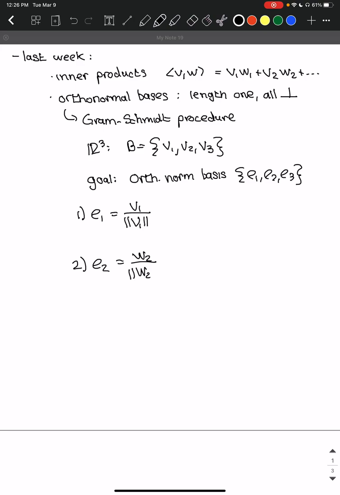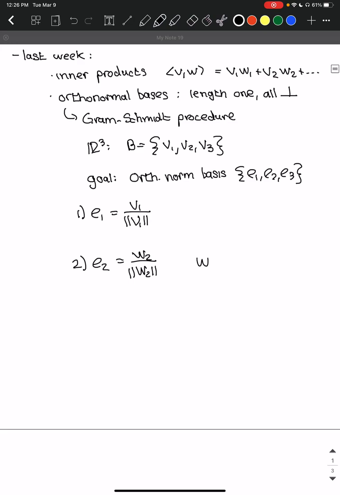E2 is a little more tricky, but what we do is we denote it W2 over the norm of W2, and we need to find what W2 is, right? We have this formula in the notes. We have W2 is equal to V2 minus the projection onto S_{n-1}, which in our case is just going to be 1. So I'll write that to avoid confusion, of V2.